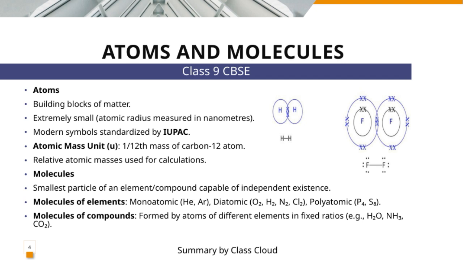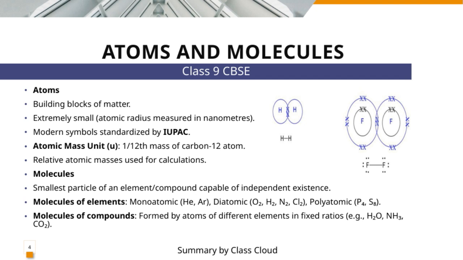Moving on to molecules, these are the smallest particles of elements or compounds that can exist independently. For example, molecules of elements can be monoatomic, like helium or argon, which are single atoms. They can also be diatomic, like oxygen, hydrogen, nitrogen, or chlorine molecules, which consist of two atoms. And some are polyatomic, like phosphorus molecules, P4, or sulfur rings, S8, made up of multiple atoms bonded together.